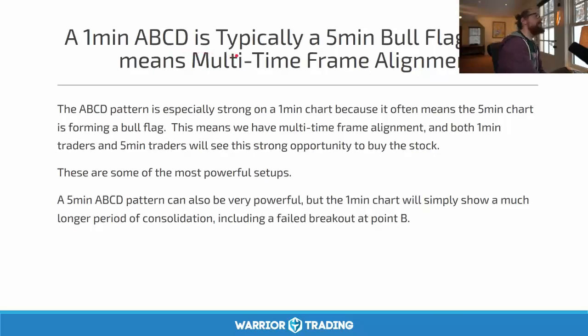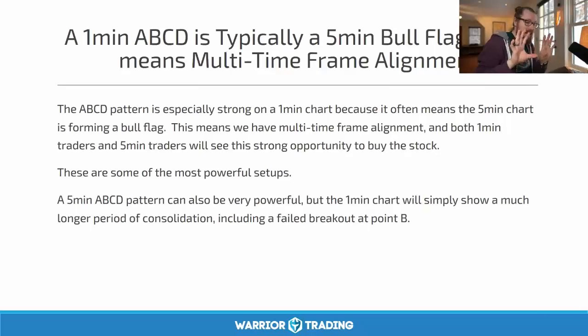A 1-minute ABCD pattern is typically a 5-minute bull flag. Now that might be kind of confusing at first, but think about a 5-minute bull flag. The stock has moved up and then is pulling back, but it usually doesn't go straight down. So on the 1 minute, while that 5-minute is forming, sometimes the 1 minute has pulled back, popped up, pulled back, and is now getting ready to do a 1-minute ABCD pattern. So when you have a 1-minute ABCD pattern, and on the 5-minute you're forming a bull flag, then sometimes that gives us more confidence to take the 5-minute bull flag because the 1 minute is so strong, and therefore we have multi-time frame alignment.